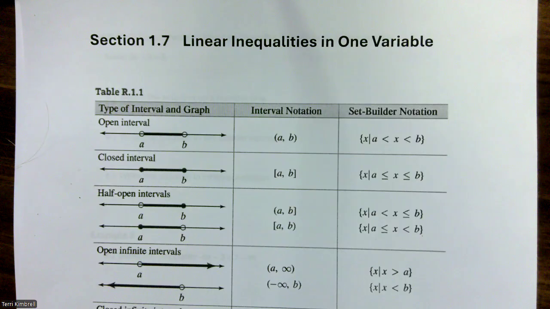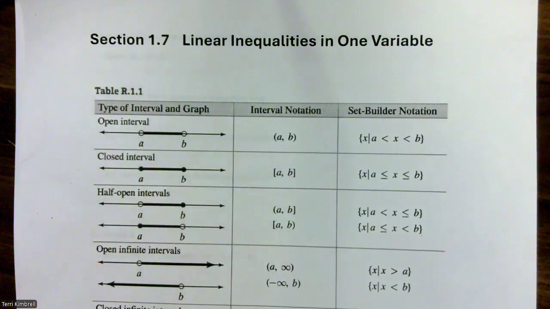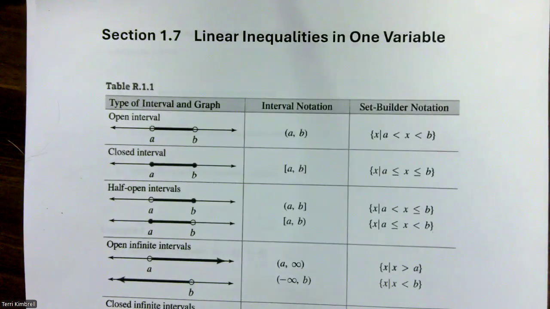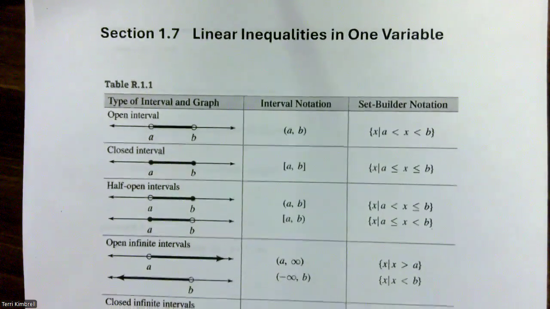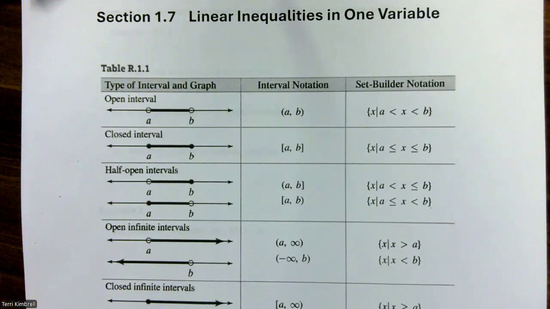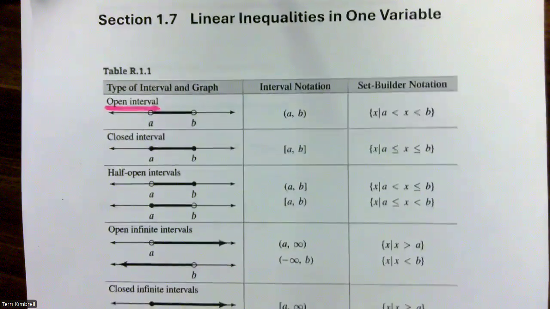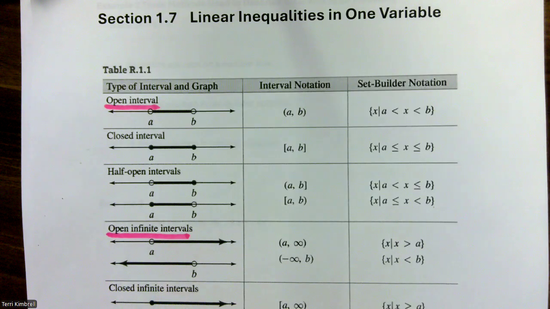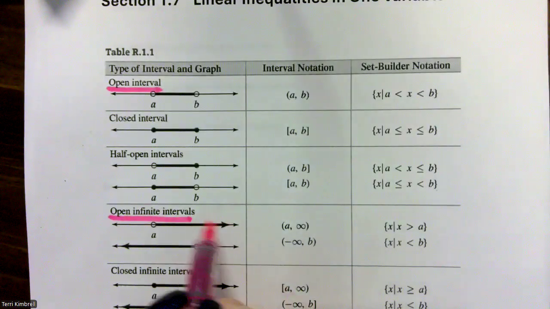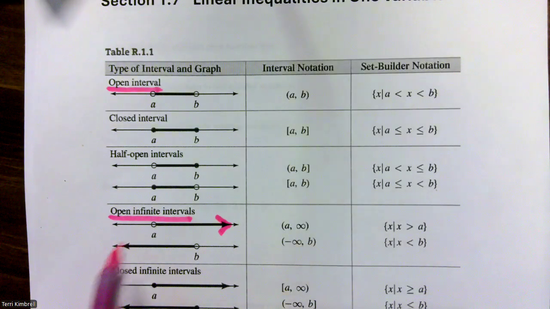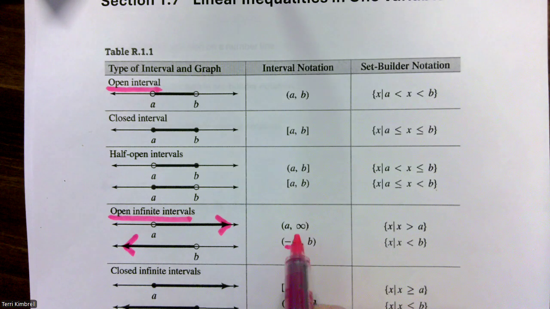So section 1.7 deals with linear inequalities. This section should be fairly easy for most of you. You should remember this from your algebra classes. Some things might be a little different when you see the names. So if you notice, this would be considered an open interval, and this one is an open infinite interval. The reason it is infinite is because it is continuing either to the right or to the left. Remember, if it goes to the left, you have your negative infinity on the left. If it goes to the right, you have your positive infinity on the right.